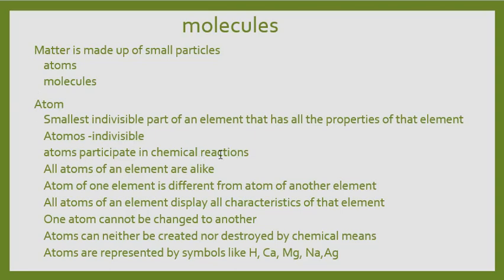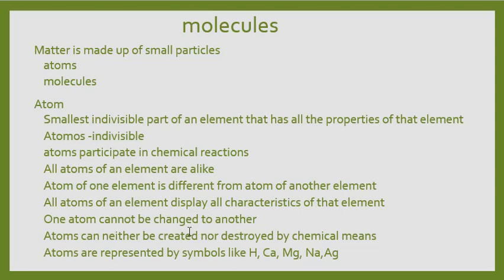Atoms participate in chemical reactions. All atoms of an element are alike. That means all hydrogen atoms are the same, all oxygen atoms are the same, but an oxygen atom and a hydrogen atom are different. An atom of one element is different from an atom of another element. Atoms exhibit all the characteristics of that element. All hydrogen atoms are the same as the hydrogen element. One atom cannot be changed to another. One hydrogen atom cannot become one oxygen atom.